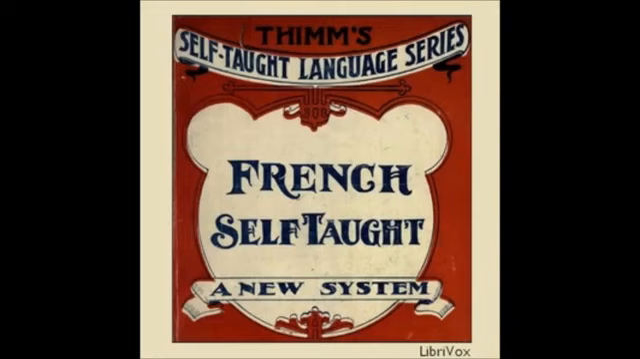Past. I should have sold. J'aurais vendu. Tu aurais vendu. Il aurait vendu. Nous aurions vendu. Vous auriez vendu. Ils auraient vendu.